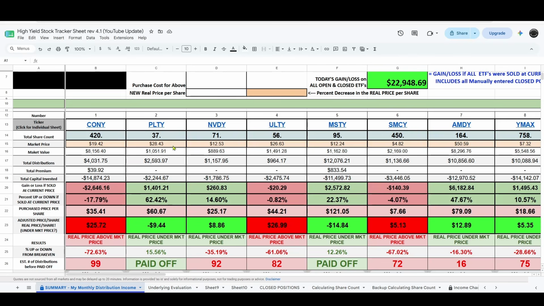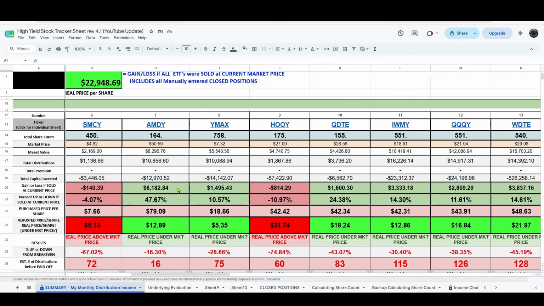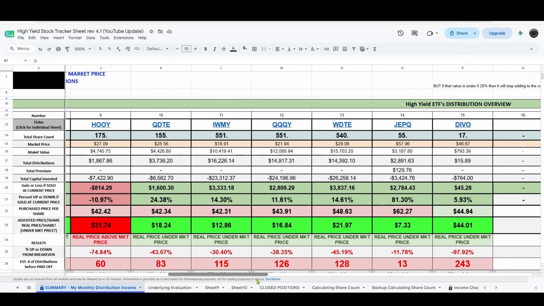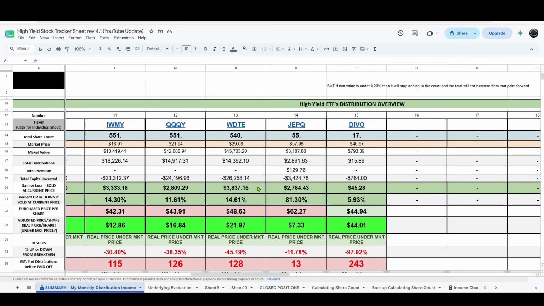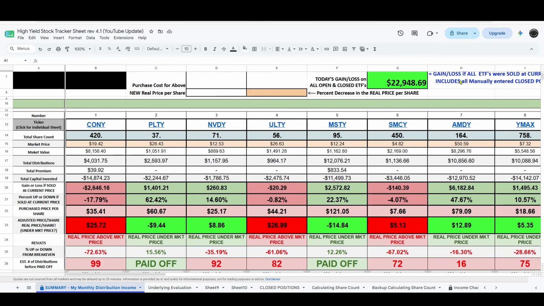But do note that I am up on PLTY by $1,400, up on NVDY for $260, up on MSTY $2,500, AMDY up $6,100, YMAX up $1,400, QDTE up $1,600, IWMY up $3,300, QQQY up $2,800, WDTE up $3,800, JEPQ up $2,700, and DIVO up $45. So when you add it all up, you're going to see that it's about 22.9K in the good if I were to sell all of my positions in these high yield ETFs.